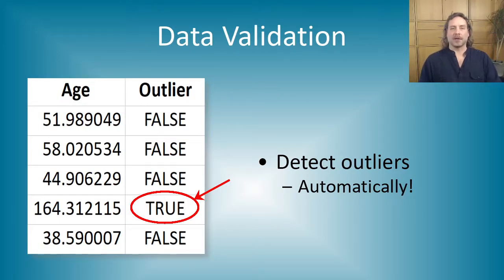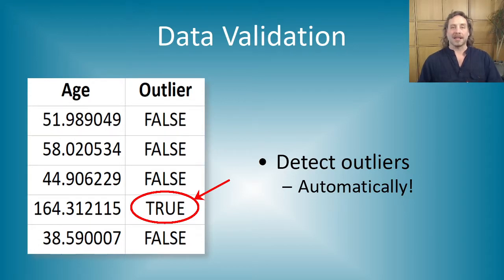Okay, another thing that causes problems in data sets is outliers. I'm going to show you how to detect outliers automatically throughout all of your data. You can find all the outliers, you can list them all, and then you can make a decision as to what you're going to do with them.